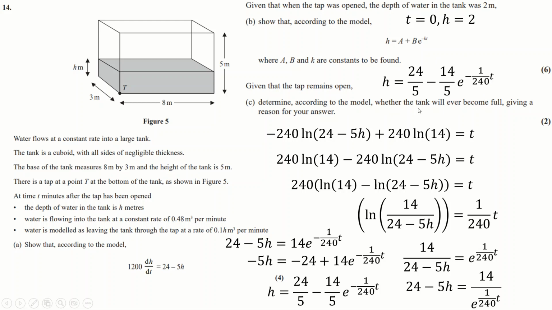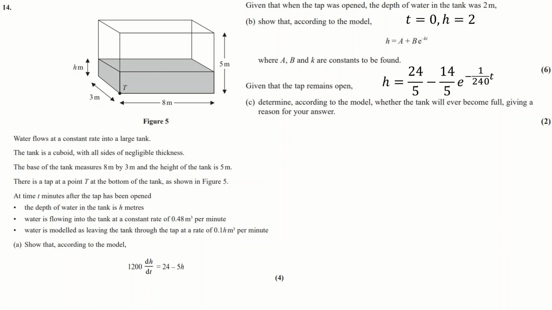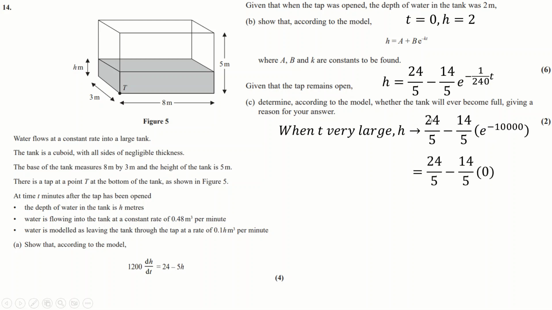Now, ever become full. So let's pretend a lot of time passes. So let's put a very large value of t into it, like a really large value. 10,000 isn't that large. I think I just got bored of typing. E to the minus a very big number is basically just 0. And 0 times this is basically just 0. So you just end up with 24 over 5 minus 0. So when t is very large, h is just 24 over 5, which isn't 5, right?